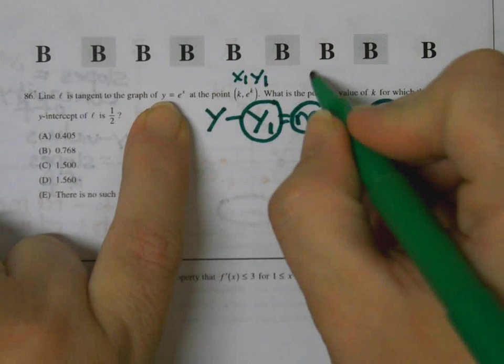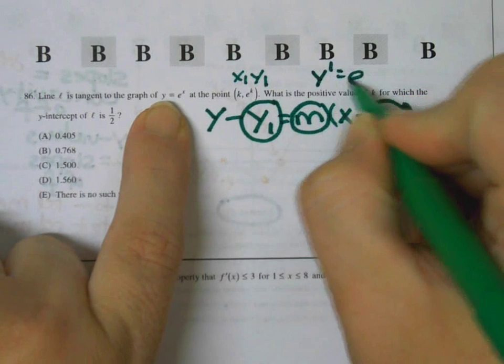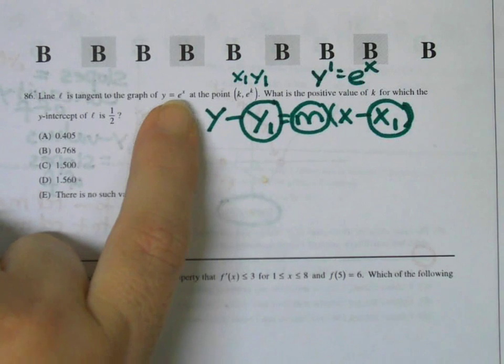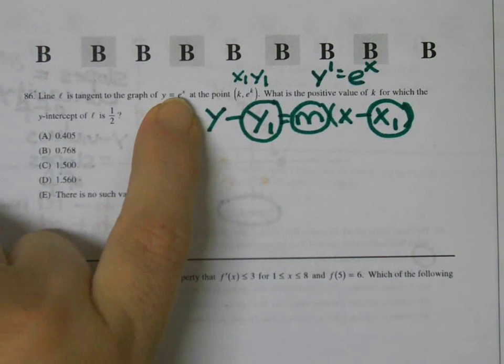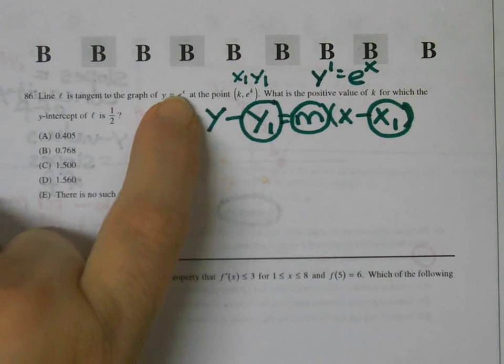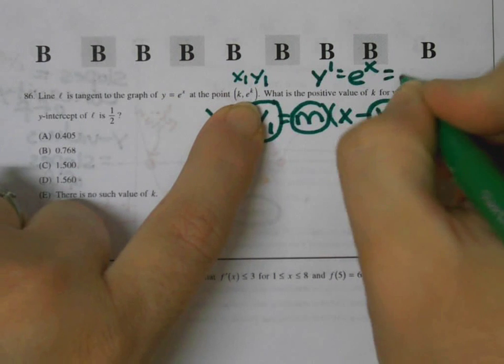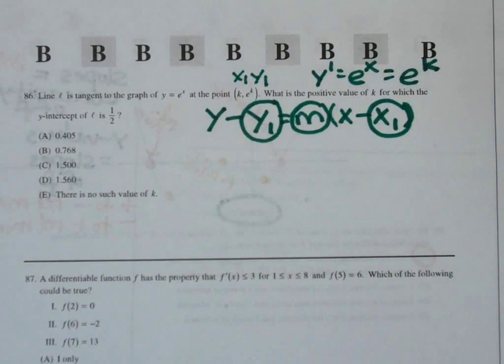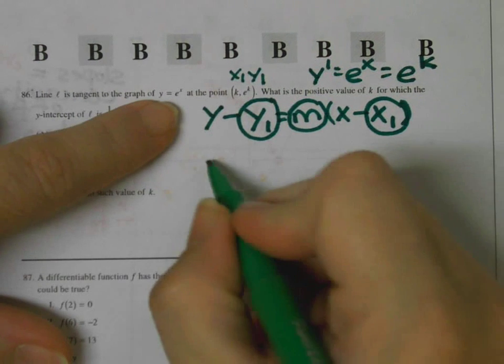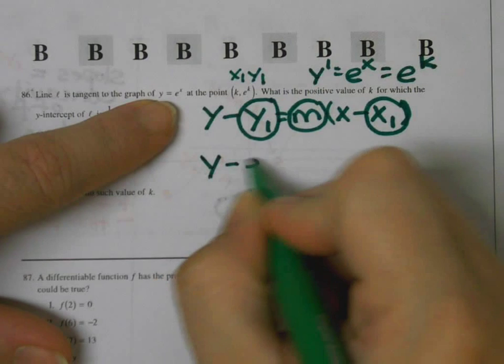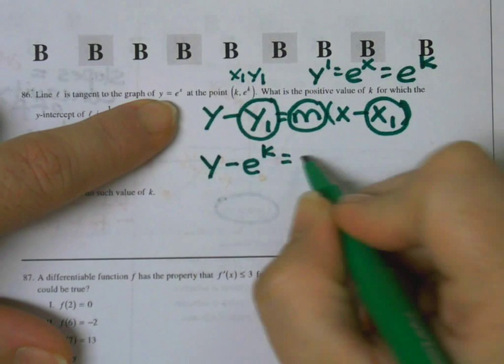So negative x e to the x plus e to the x. Now I'm going to use x instead of k, because k is the variable. That's what I'm looking for. So I'm going to use x. Negative x e to the x plus e to the x. And then I'm going to graph 1/2. Now I'm looking at negative x e to the x.